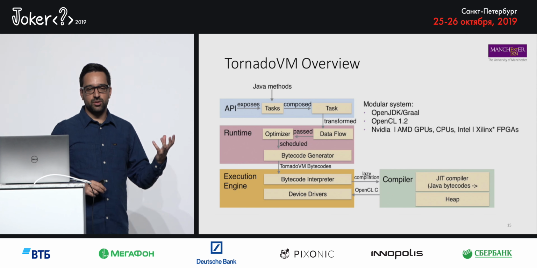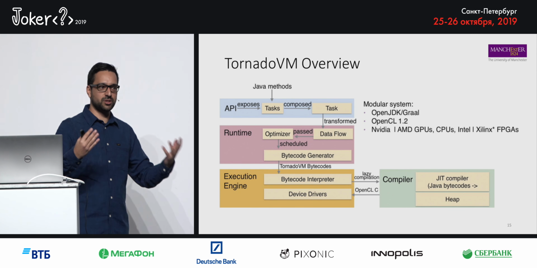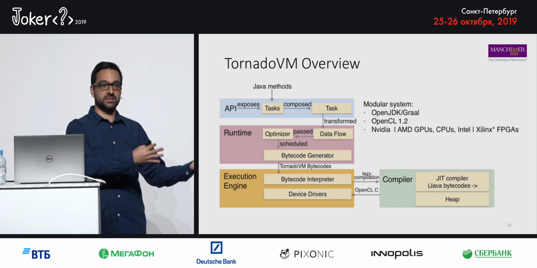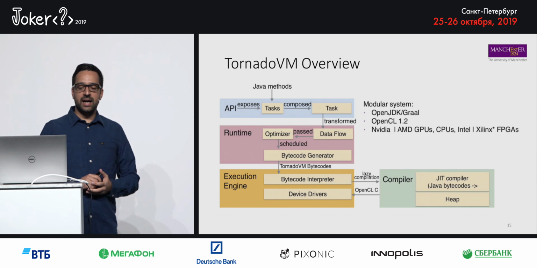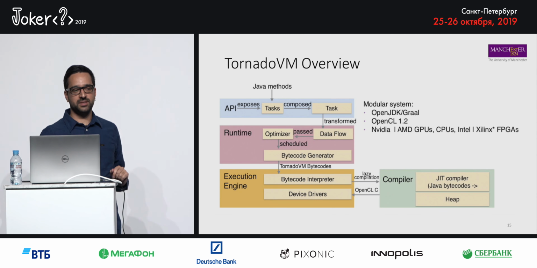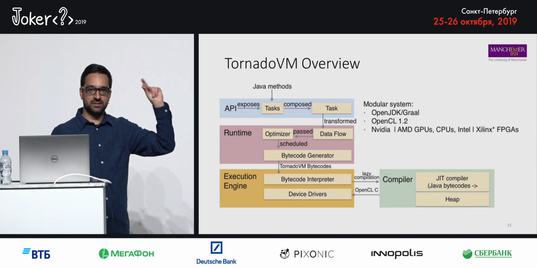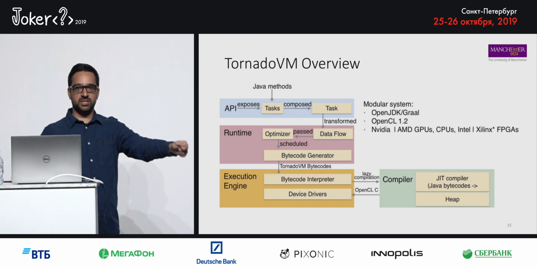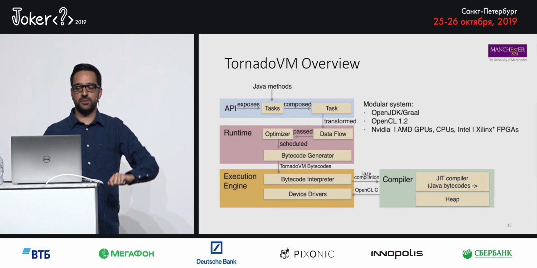Once we have the data flow optimized, we generate our own bytecodes, that are Tornado bytecodes. Because we have our own bytecodes, we need an interpreter for running those bytecodes, and that's part of the execution engine. And one of the bytecodes is launch this Java method. The first time we say launch, we call the JIT compiler, say, now let's compile this method to a specialized machine code for the target architecture, for GPU, for the FPGA, or multi-core.